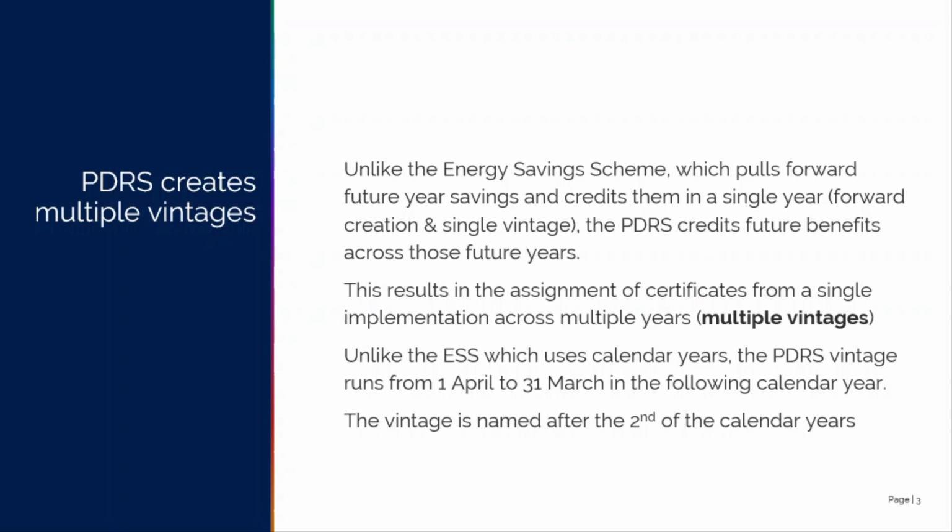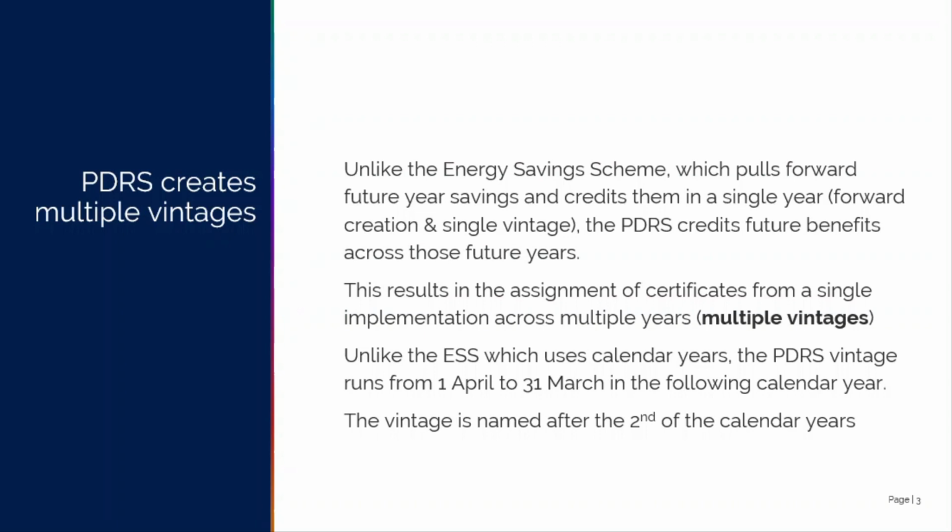Unlike the energy savings scheme, which pulls forward future year savings and then credits them in a single year, we refer to this as forward creation and single vintage, the PRCs credits future benefits across those future years. This results in the assignment of certificates from a single implementation across multiple years, and we refer to this as multiple vintages. Unlike the ESS, which uses calendar years as the reference point for those vintages, the PRCs vintage runs from the 1st of April to the 31st of March in the following calendar year, and we name the vintage after the second of those 2 calendar years.